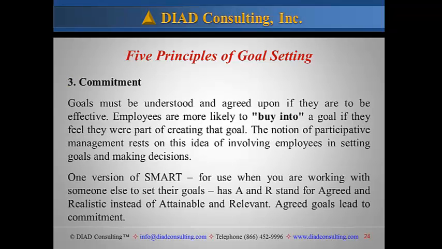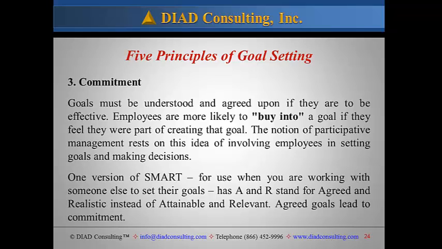Commitment. Goals must be understood and agreed upon if they are to be effective. Employees are more likely to "buy into" a goal if they feel that they are part of creating that goal. The notion of participative management rests on this idea of involving employees in setting goals and making decisions. You don't necessarily have to do everything that they say, but you need to respect their opinion and offer an explanation of how their opinion or idea will fit into the bigger plan and the actual actions the company or organization is going to take.